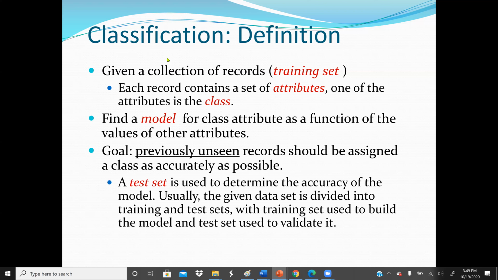Right now, we should know the definition of classification is two-step. We have a training set, we use the training set to build a model. Then we have a test set, we use the test set to see how accurate the model is.